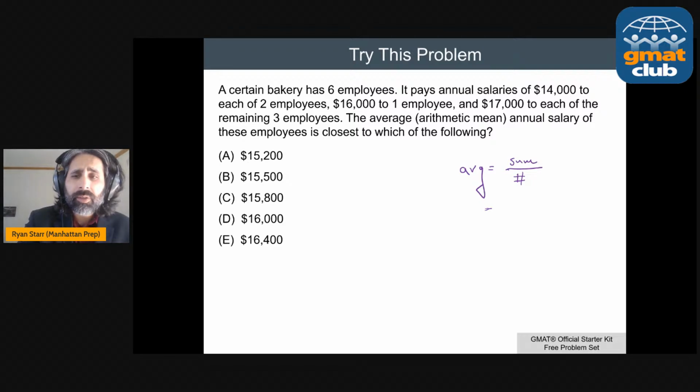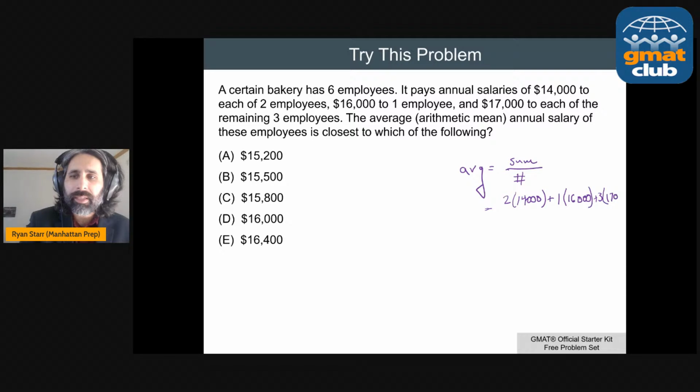We've got 2 14,000 salaries. By the way, well done, Abdul. Abdul wins the race. You've got 1 16,000 salary, and you've got 3 $17,000 salaries.